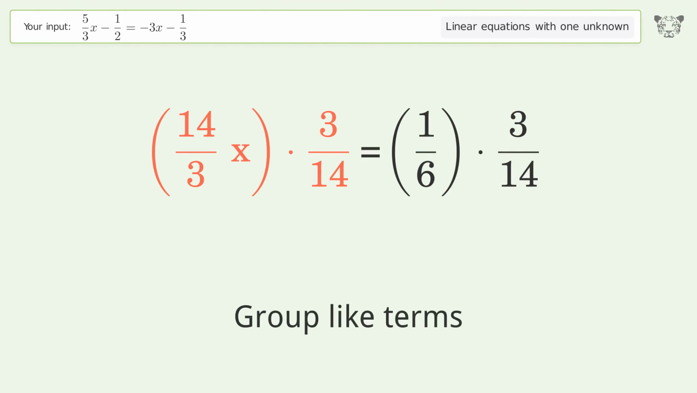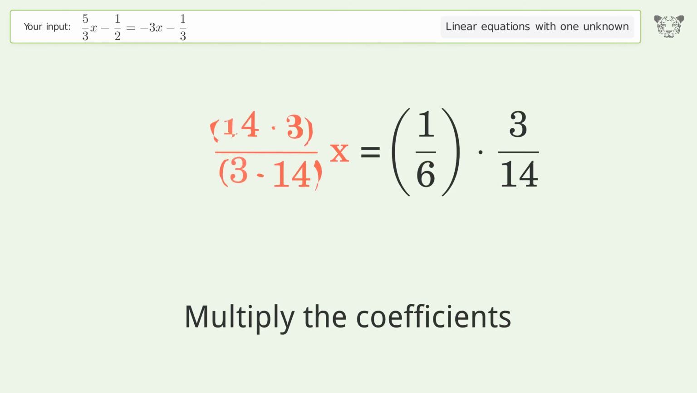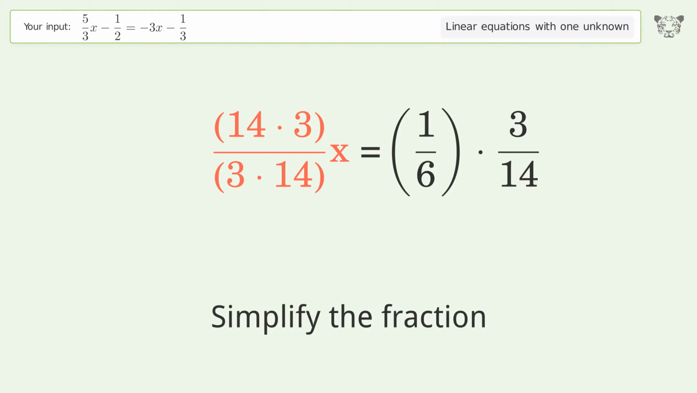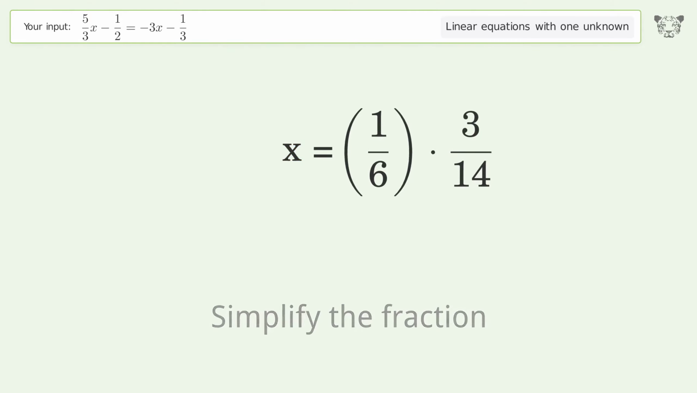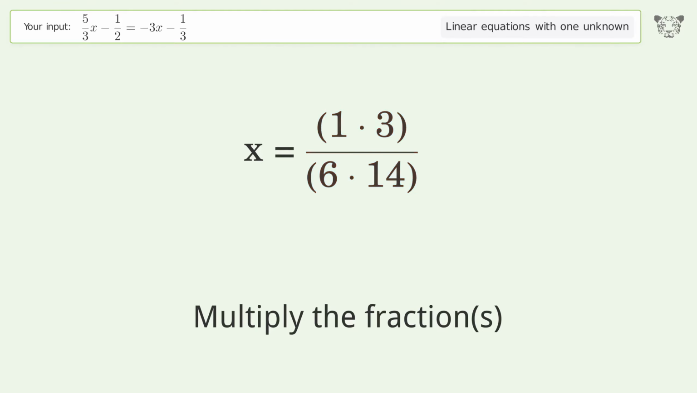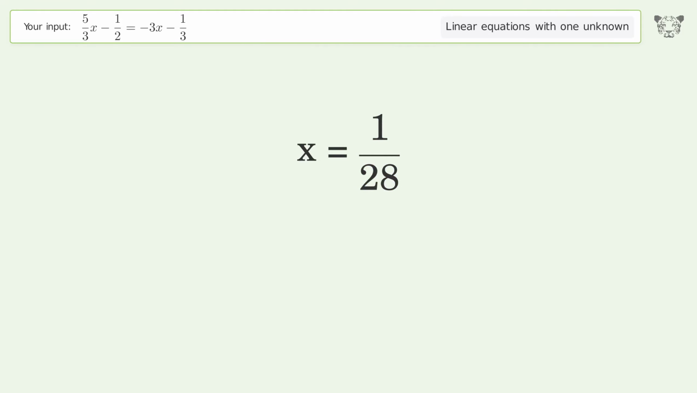Group like terms. Multiply the coefficients. Simplify the fraction. Multiply the fractions. Simplify the arithmetic. And so the final result is x equals 1 over 28.